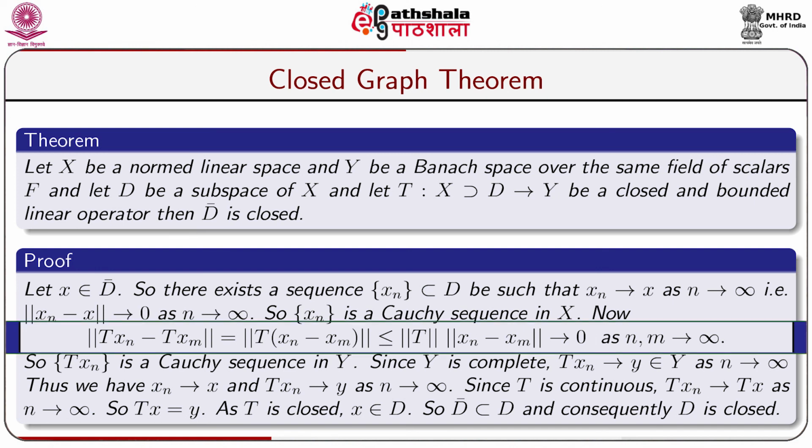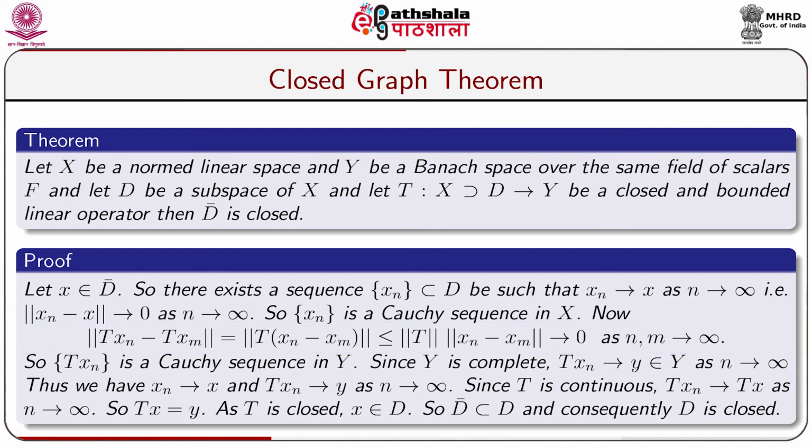Now norm of Txn minus Txm is equal to norm T of xn minus xm by the linearity of T, which is again less than or equal to norm T into norm of xn minus xm, which goes to 0 as n, m tends to infinity. So the sequence Txn is a Cauchy sequence in capital Y. Since capital Y is complete, Txn goes to y, which is an element of capital Y, as n tends to infinity. Thus we have xn goes to x and Txn goes to y as n tends to infinity.